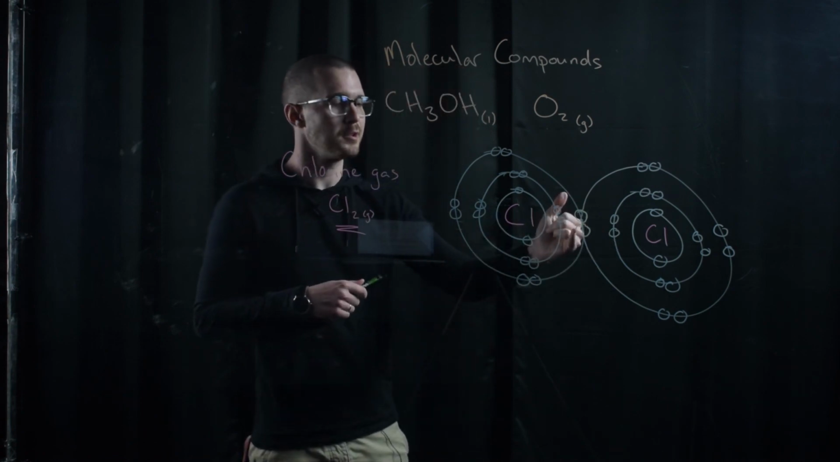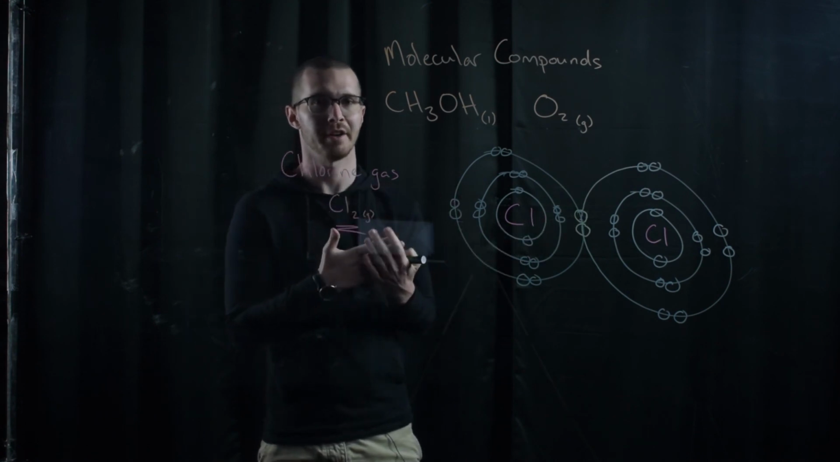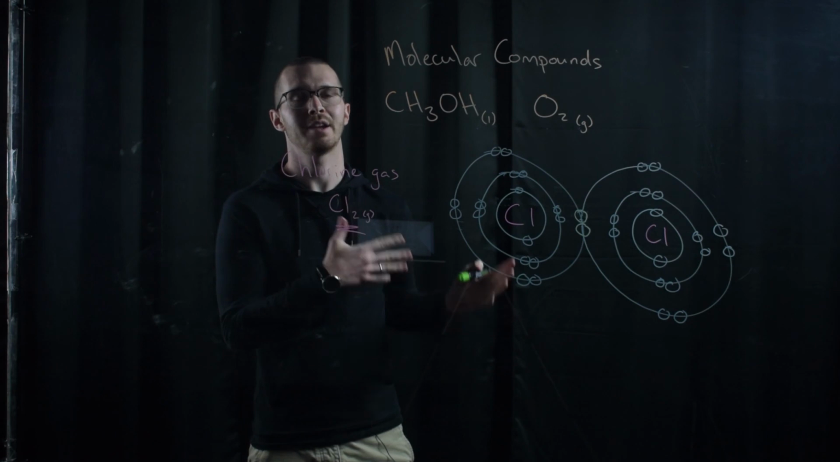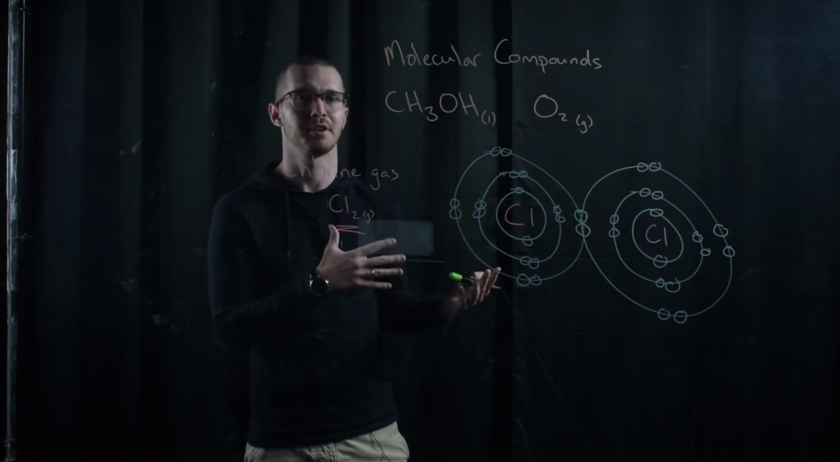I've drawn these 2 electrons here in a slightly different color in order to show that this is where we have this sharing of electrons. This is called a covalent bond, and it is by covalent bonding that molecular compounds form.